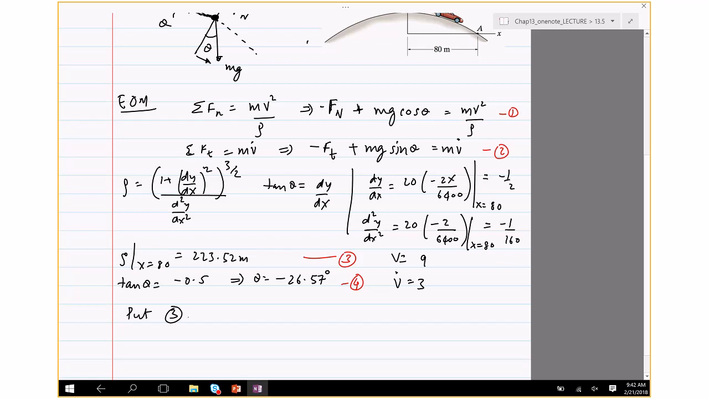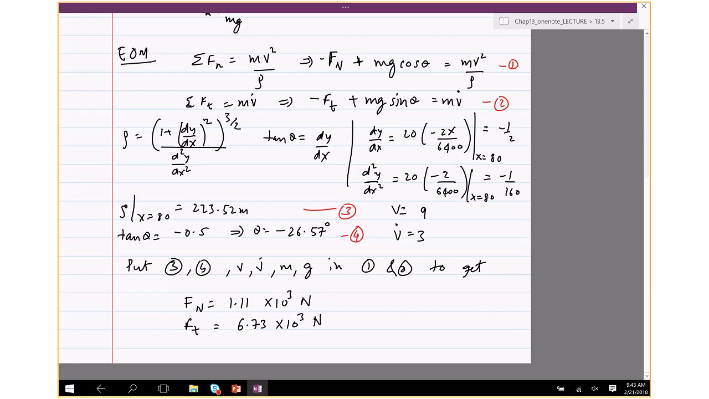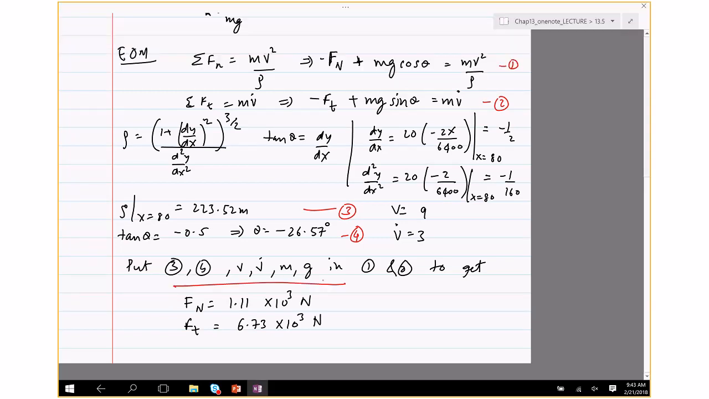Put 3, 4, V dot, and mg in 1 and 2 to get Fn comes out to be 1.11 times 10 raised to 3 newtons, and Ft equals 6.73 times 10 raised to 3 newtons. Okay, pretty straightforward once you identify A, what coordinate frame, and draw the free body diagram.